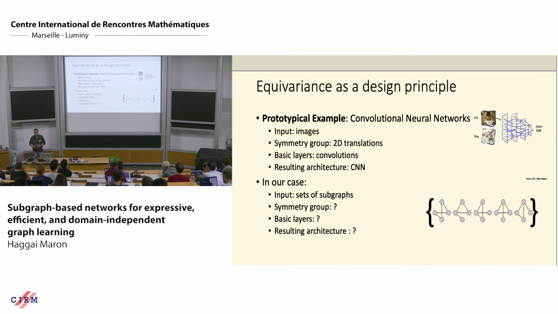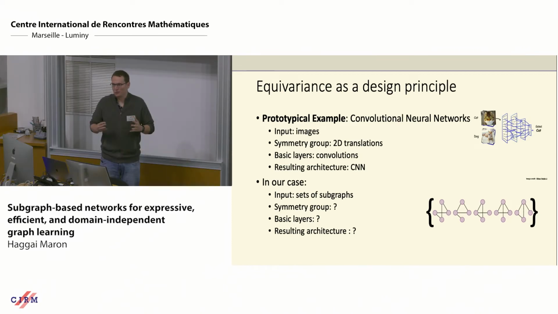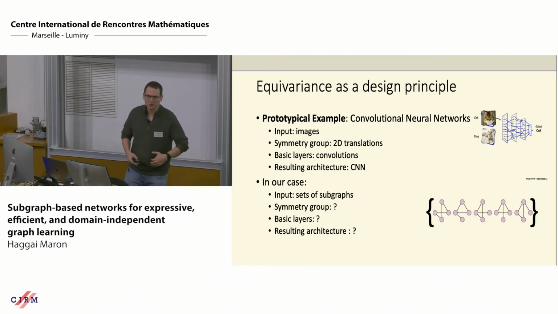And OK, it's a good time to go to our case, because we want an architecture for sets of subgraphs. So we know what the input is, but we don't really know what the symmetry group is, what basic layers we should use, and what the resulting architecture is. And this is what we're going to do now.